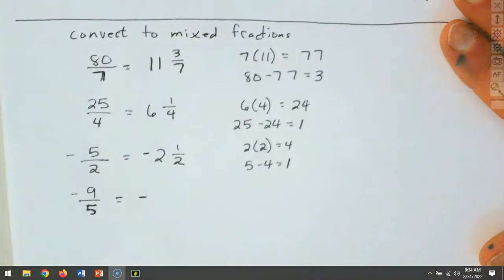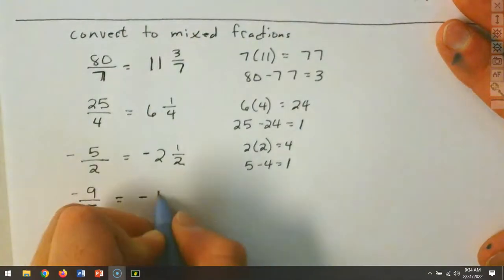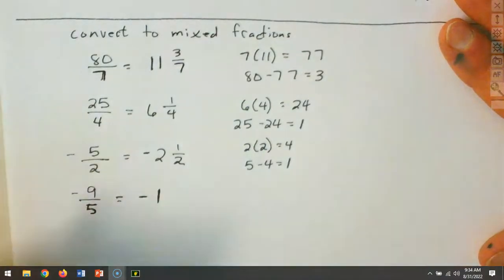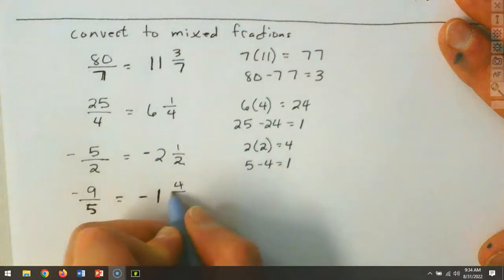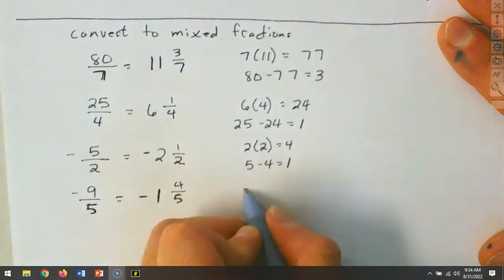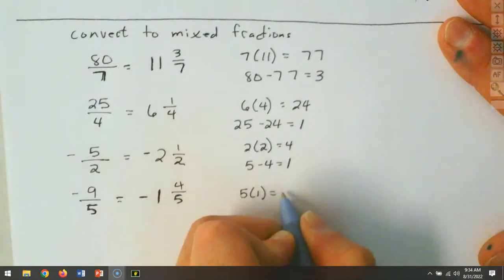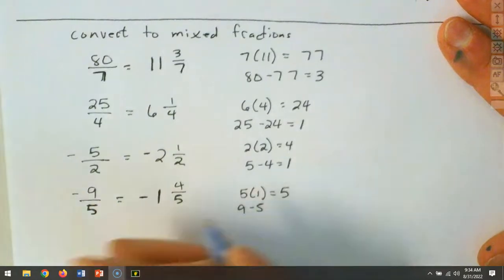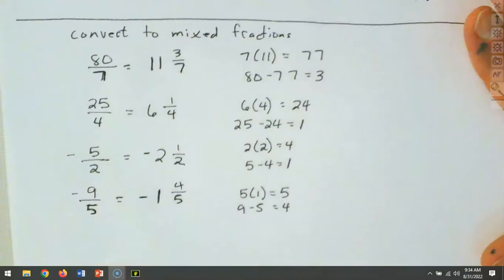What's my whole part? 1. Okay, and what's going to be left over? Yep, 4. So that's minus 1 and what? 4/5. How did you get that 4/5? Well, you took your 5 and you multiplied it by 1, and that is a 5. And then 9 minus 5 makes it a what? 4.